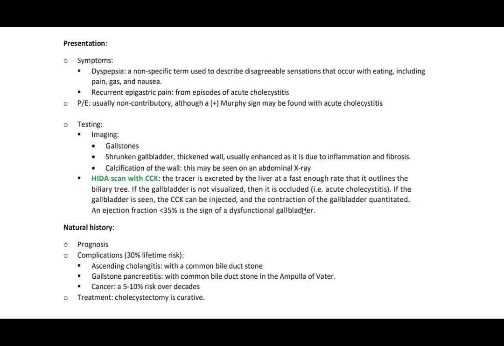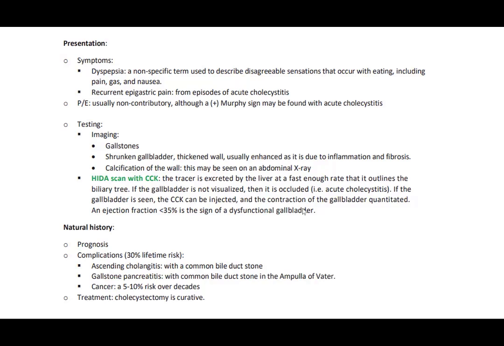Now, a HIDA scan with the tracer and injection of CCK can often be used to prove whether somebody has a poor outflow or a low output state. So the tracer is excreted by the liver at a fast enough rate that it is outlining the biliary tree on imaging. If the gallbladder is not visualized, then it is occluded, meaning it's blocked by a stone. If the gallbladder is seen, the CCK can be injected, and then the contractions of the wall of the gallbladder can be quantitated.